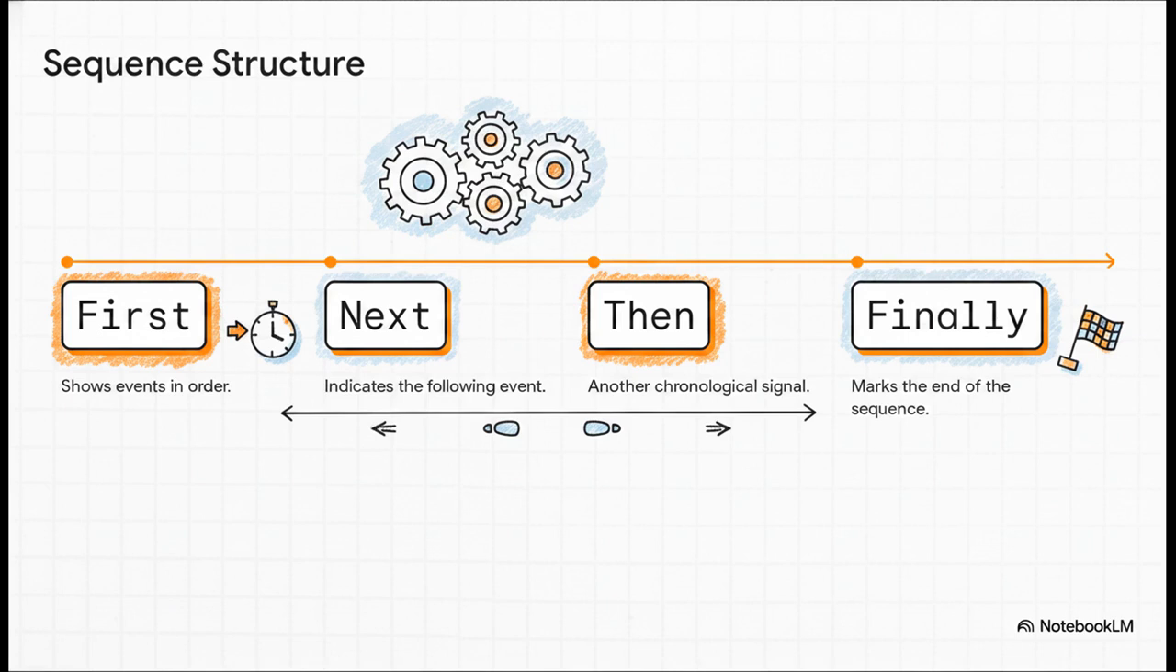Authors who use a sequential structure rely really heavily on specific temporal signal words to guide your footsteps right down that timeline. You've got to keep your eyes peeled for words like first, next, then, and finally. Because when you spot these, you know exactly where you are in the chronological flow.